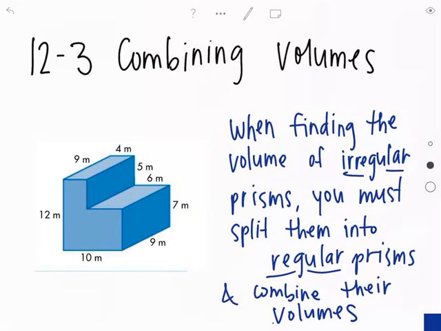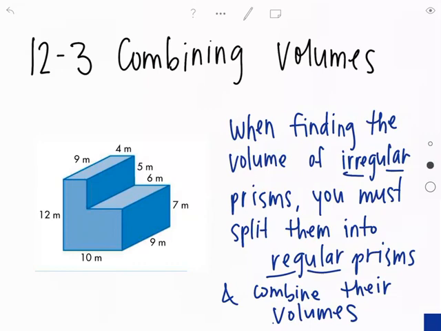Hi guys, we're starting 12-3 today. It's called Combining Volumes, and we're going to be looking at the volumes of irregular prisms. So we've been working with cubes and regular prisms, trying to find their volume by looking at a model or by using the formula. But when we have irregular prisms, we have to do something a little bit different.